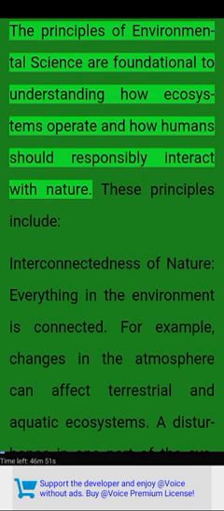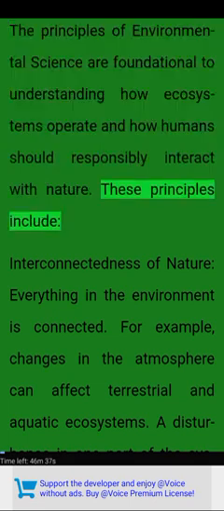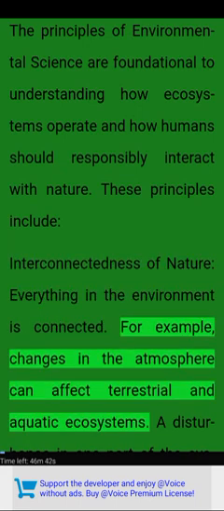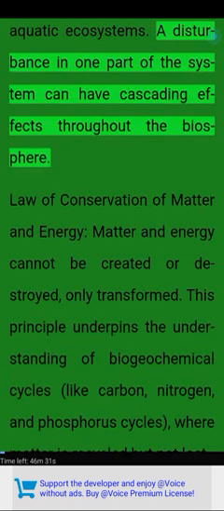The principles of environmental science are foundational to understanding how ecosystems operate and how humans should responsibly interact with nature. These principles include interconnectedness of nature. Everything in the environment is connected. For example, changes in the atmosphere can affect terrestrial and aquatic ecosystems. A disturbance in one part of the system can have cascading effects throughout the biosphere.